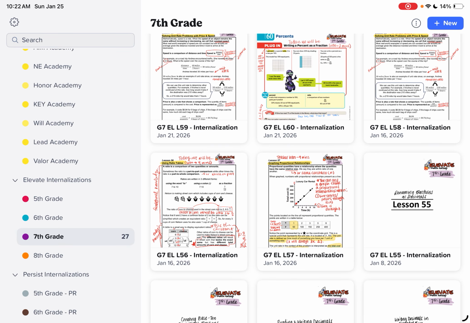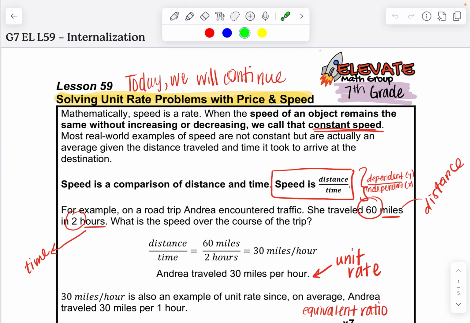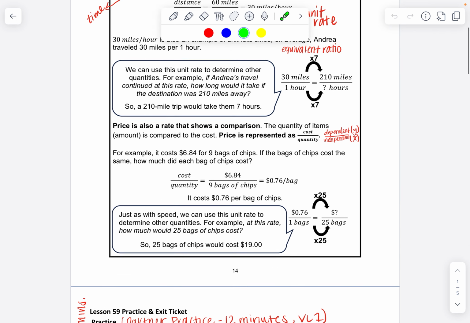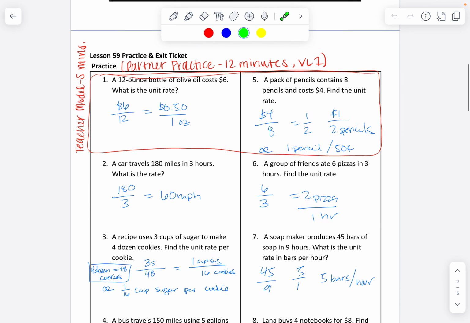Now, I did want to jump into the next lesson, which is still talking about speed and price. There is more practice for this skill, so we're not going to jump into a teacher model to start the lesson. What I would love to see you do is to launch students into partner practice around questions 1 and 2.